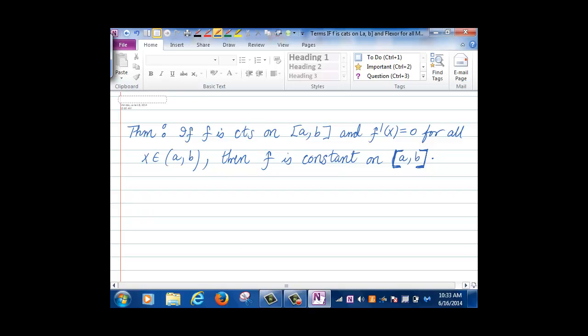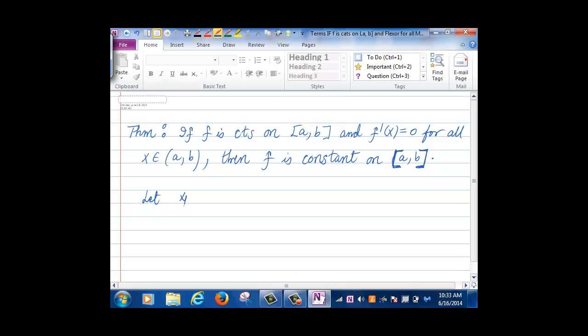Well, if I want to justify that this function is a constant function over this interval, what do I have to do? I have to show you that the value of the function at any two given points are the same. At any two given points in the interval, the value of the function are the same. If I show you that, then the function must be constant there, right? So let's take two numbers.